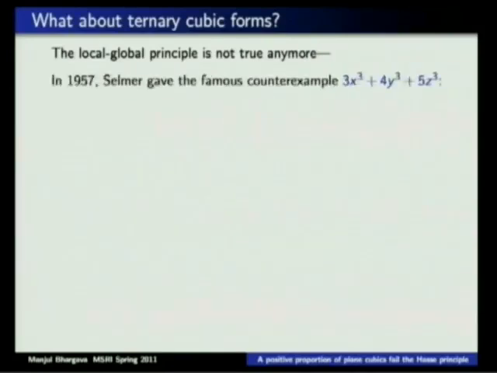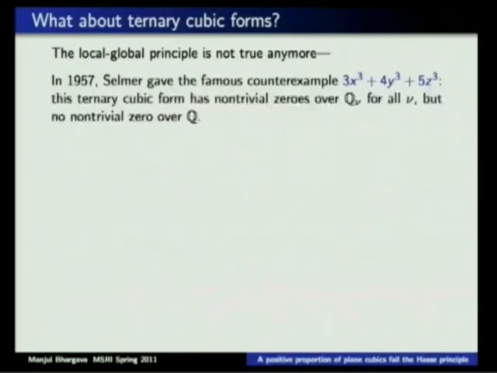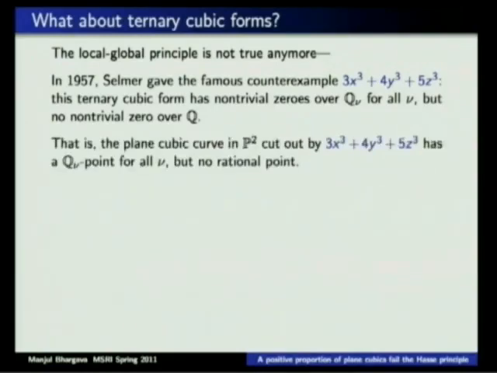And in 1957, Selmer gave the famous counterexample to the Hasse principle, namely 3x^3 + 4y^3 + 5z^3. This special cubic polynomial has non-trivial zeros over Q_v for all v. In fact, it has a solution mod p for every p that lifts to Z_p. But it has no rational zero. So in other words, the plane cubic curve cut out by 3x^3 + 4y^3 + 5z^3 has a local point at all places, but no global rational point. So this is a counterexample to the Hasse principle.